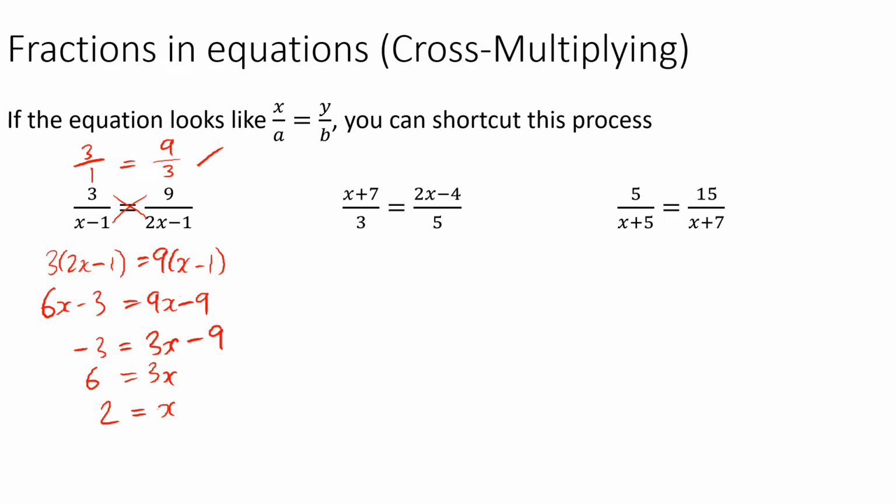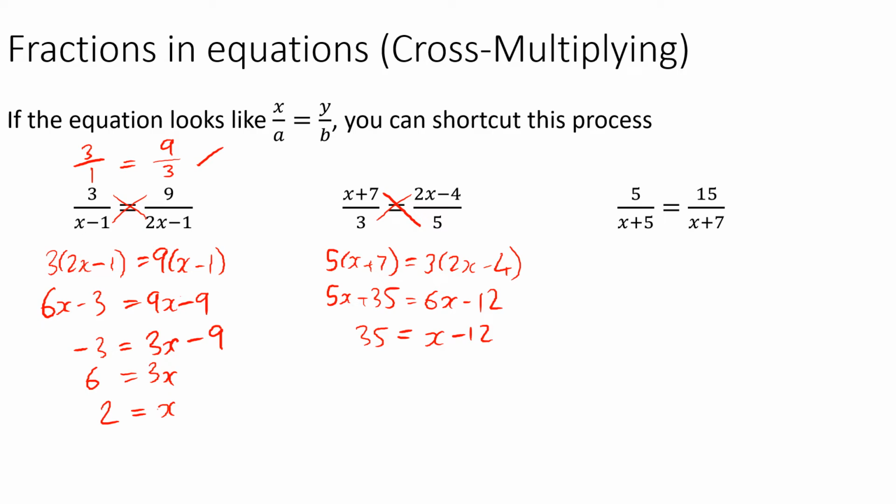Okay, so maybe you try the next one. And come back. So we've got 5 lots of x plus 7. Again, I'm going to cross multiply, so 5 times x plus 7, and 3 lots of 2x minus 4. So that will give us 5x plus 35, 6x minus 12, take away the 5x, so x minus 12 is 35, add the 12, 47 equals x, and done. Again, you could check that saying 54 over 3 is equal to 90 over 5, and yeah, they both equal 18.